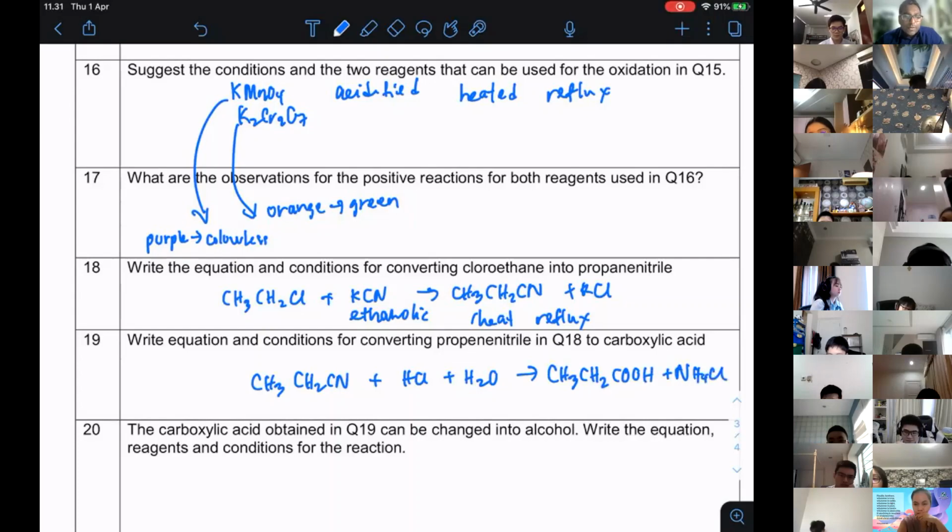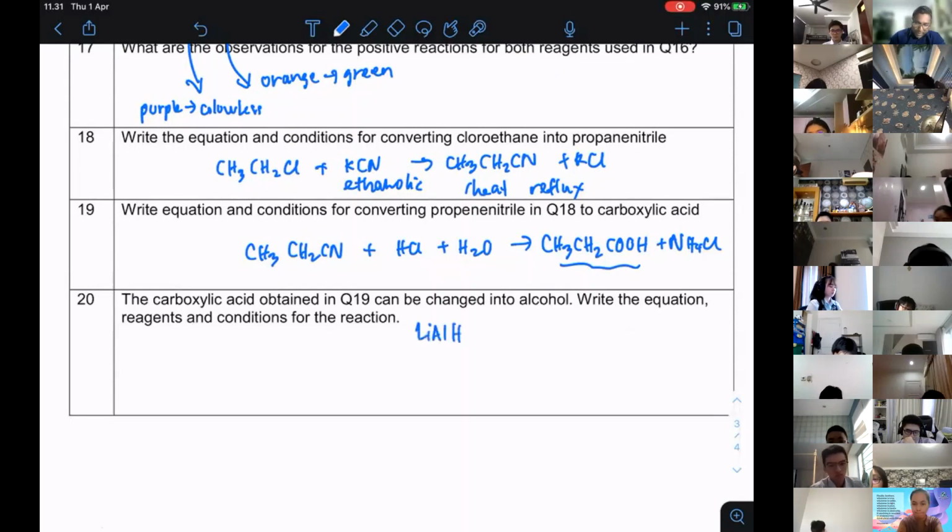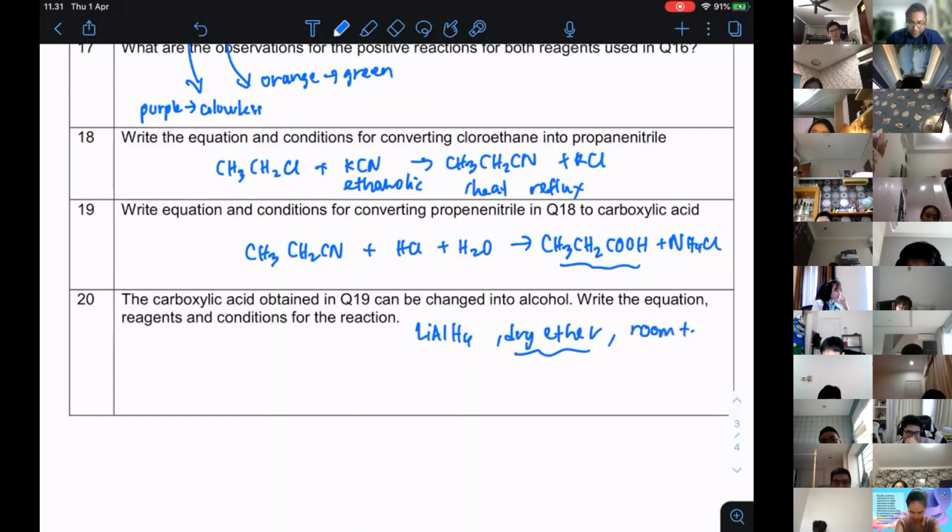Now, the carboxylic acid obtained can also be changed into alcohol. Write the equation. You do the reduction, using LiAlH4 in dry ether. Do remember why we use dry ether: we don't want water because LiAlH4 is very reactive. You don't heat them up either, so it must be done at room temperature.